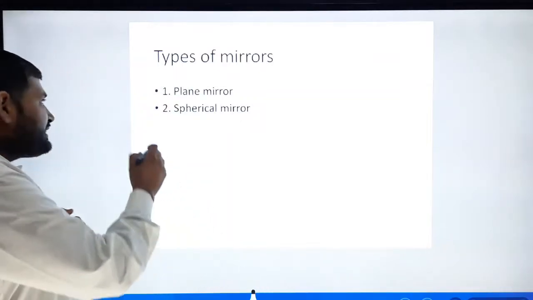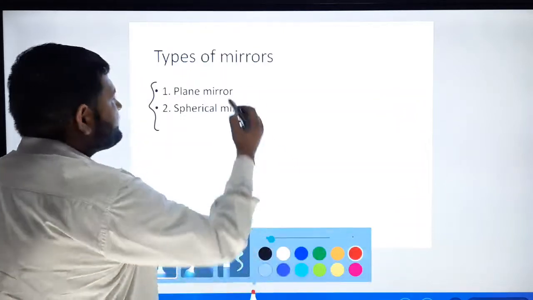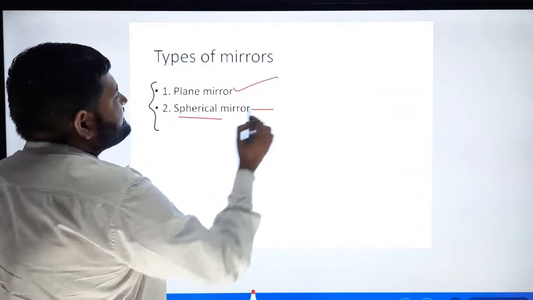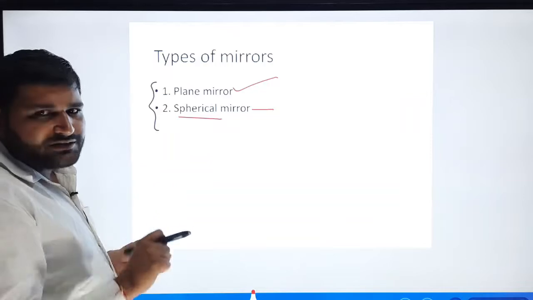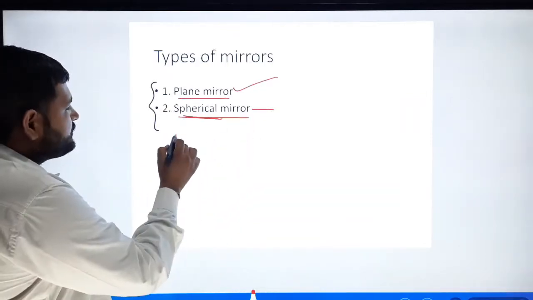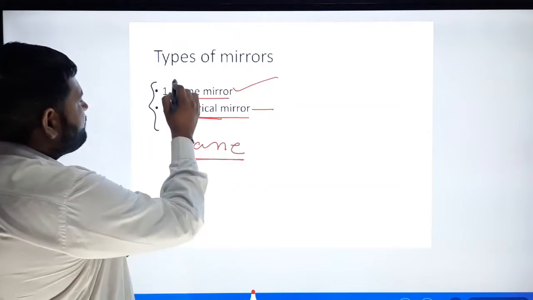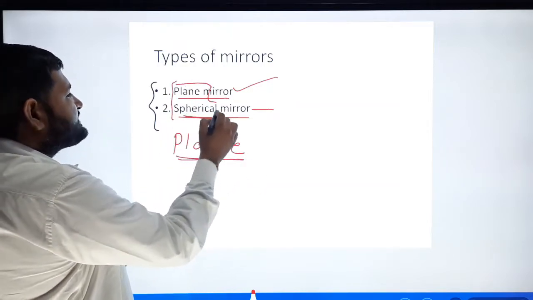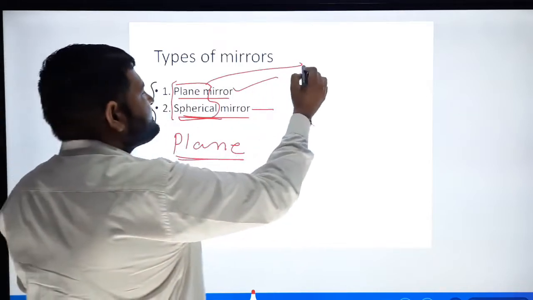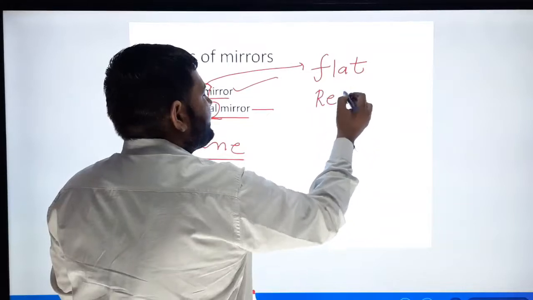Now there are two categories of mirrors. First one is plane mirror and second one is spherical mirror. There are two types of mirror. First one is plane mirror, second one is spherical mirror. So first of all, what is plane mirror? You can understand from the words plane and spherical. Plane means the mirror which has a flat reflecting surface.